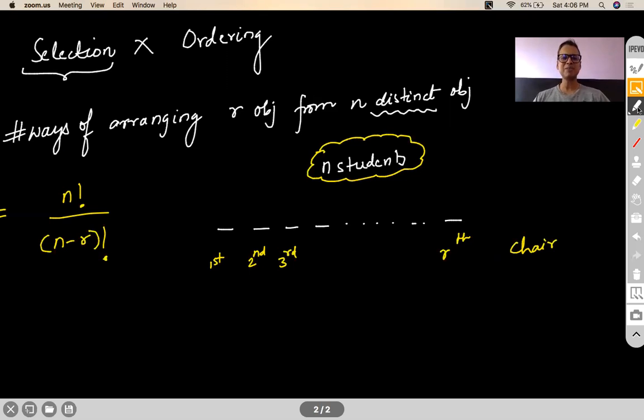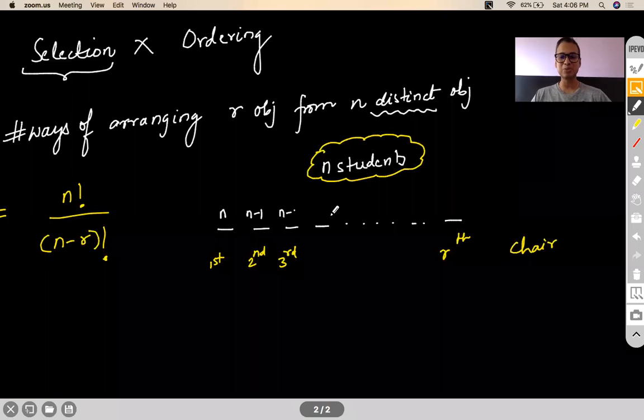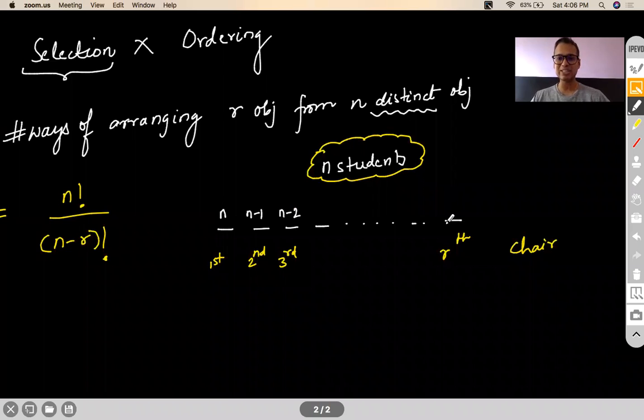Okay. How many ways can you fill the second chair? You will say n minus 1. How many ways to fill the third chair? N minus 2. Okay. And so on if you continue. How many ways to fill the rth chair? It would be n minus r minus 1.